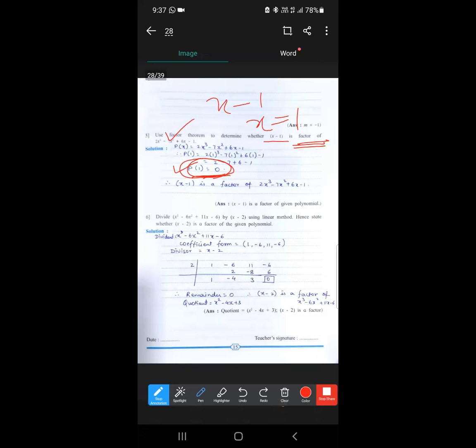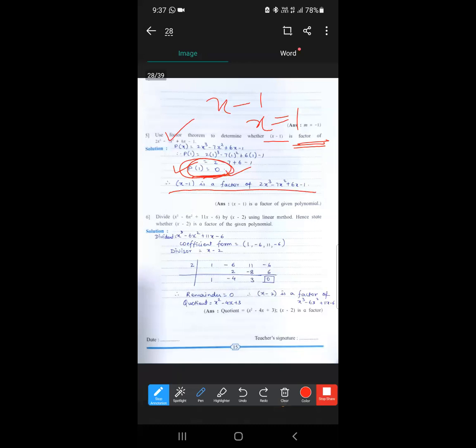In other words, if the remainder is 0, then it is a factor. If the remainder is not 0, then it is not a factor. So here, after substitution, P of 1 is what? 0. So x minus 1 is a factor of the given polynomial.